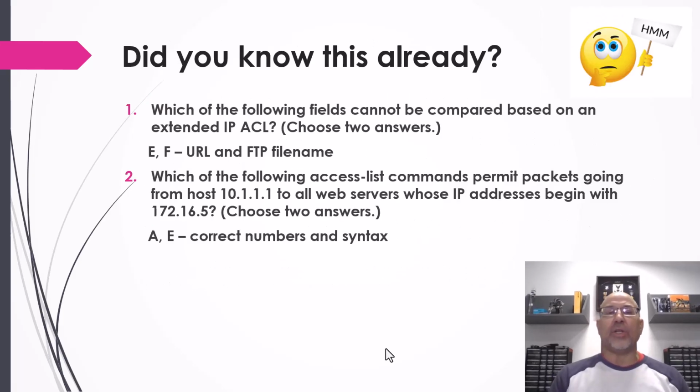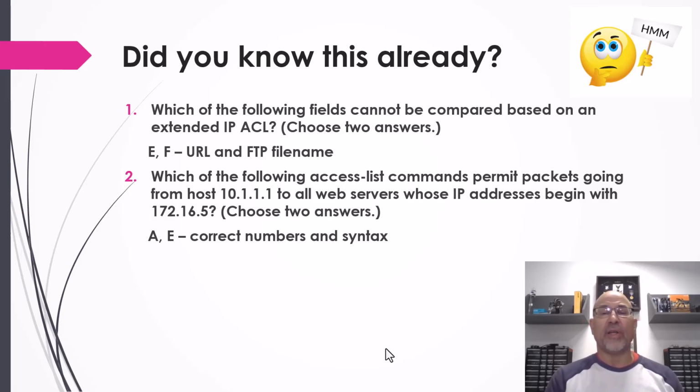Okay, the did you or do I know this already questions. Which of the following fields cannot be compared based on an extended IP ACL? Well, that was pretty straightforward. We know that it's source and destination IP address, protocol ID, the type of service or the DSCP bits, and then the port numbers. The URL and FTP file name are not part of those.